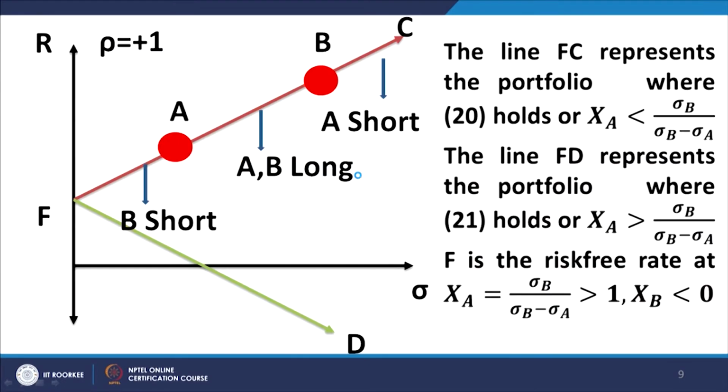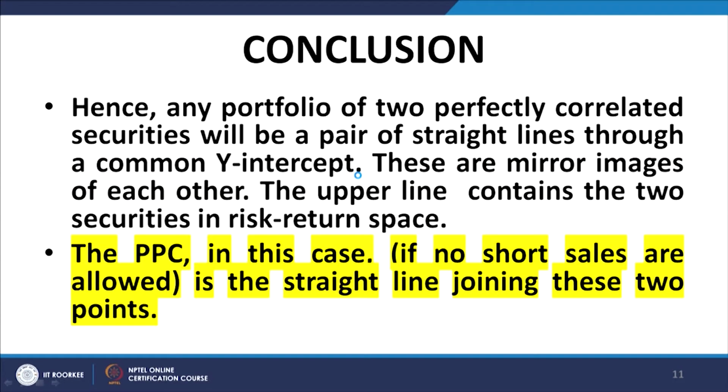Let us go back. In this diagram, as you can see, between A and B there are no short sales, both A and B are long, but as you move towards C or you move towards F and along FD, security B becomes short and security A becomes short respectively.